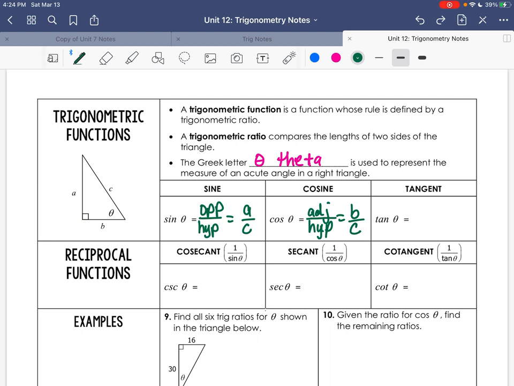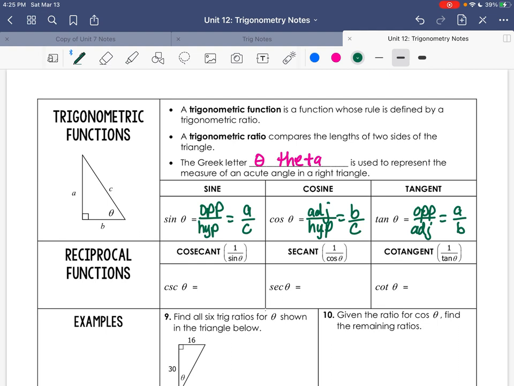And then tangent is opposite over adjacent. Tangent is the one that's easier to remember because it doesn't include the hypotenuse. It's like the special one. So it's A over B, so opposite over adjacent. And then the reciprocal functions are just the previous three functions turned upside down.